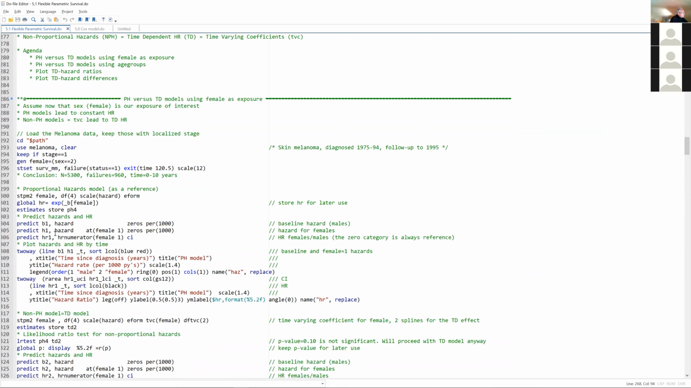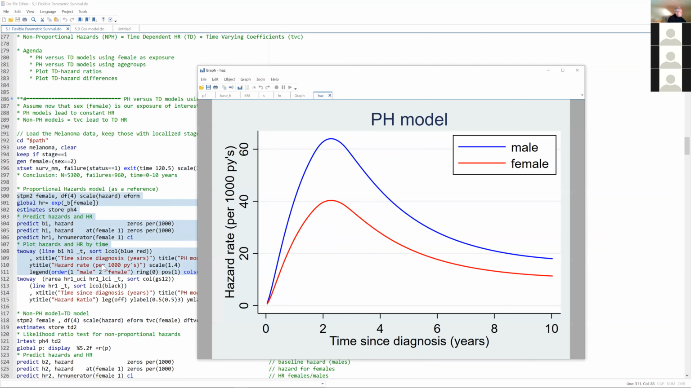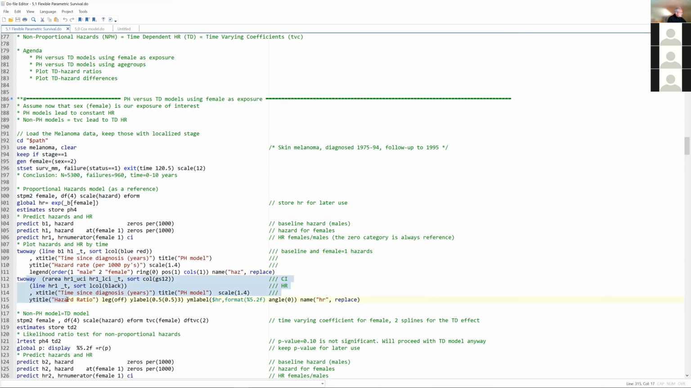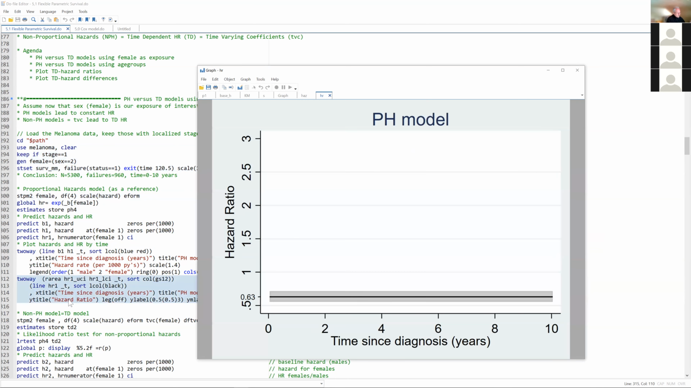So I'm starting with my melanoma data again, a large data set with more than 5,000 observations. And I'm showing you first the proportional hazards model as a reference, with female as the only exposure variable. I'm doing the predictions and I'm plotting hazards for males and females. We've done this before, so this is just to remind you. And I'm also plotting the hazard ratio, which for this model is a constant variable with a value of 0.63.